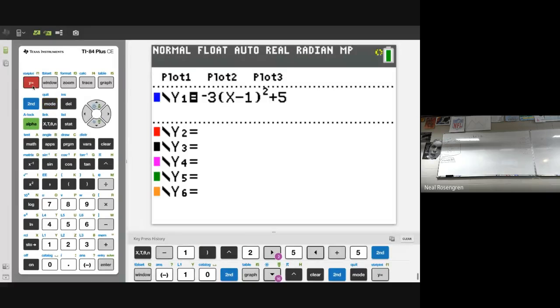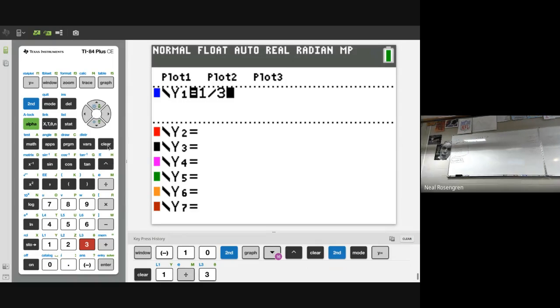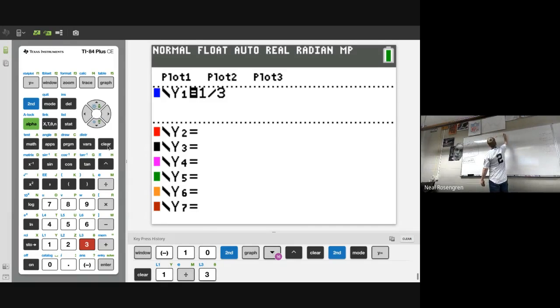Top left-hand corner, y equals. If you have anything in there, press the clear button to get rid of it. And then just type it in. Now, 1/3, like what's the best way to write 1/3? Use division, right? So 1 divided by 3, like you would. So you type it in the calculator, like 1 divided by 3, and then put the x next to that.